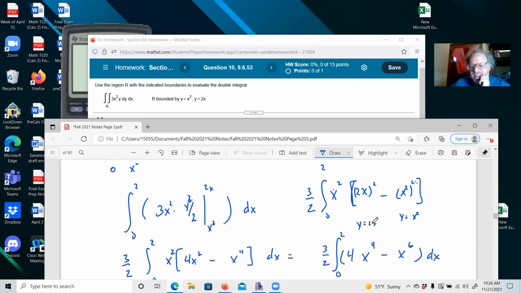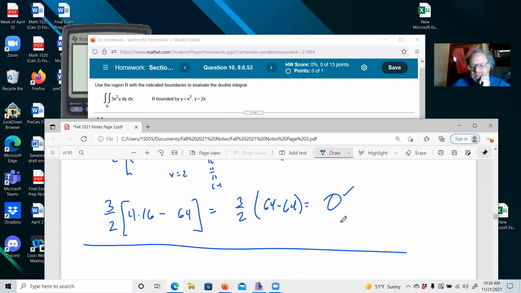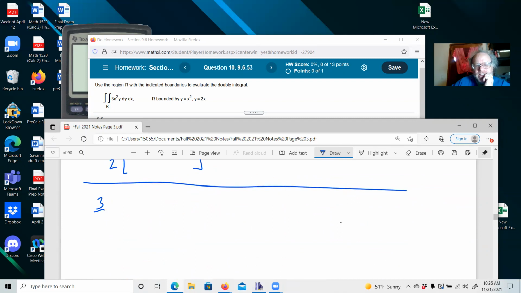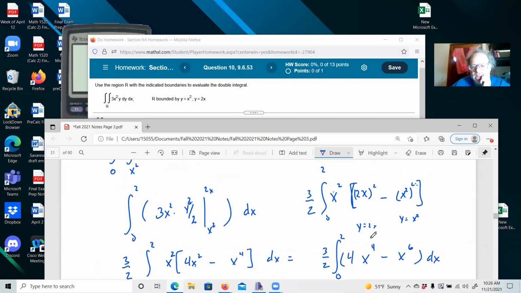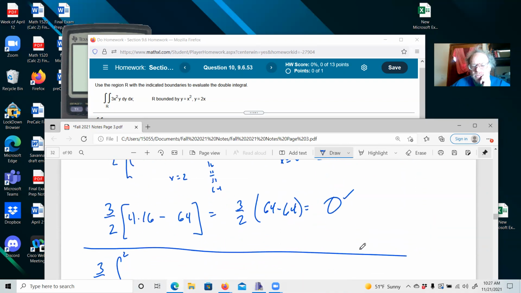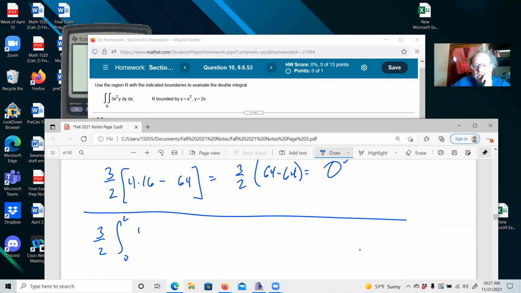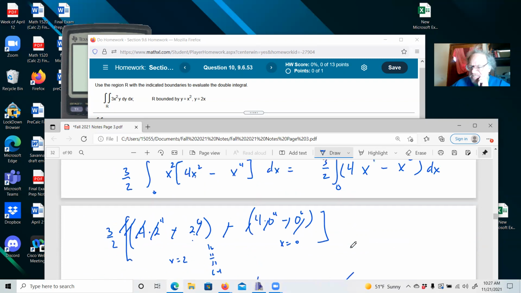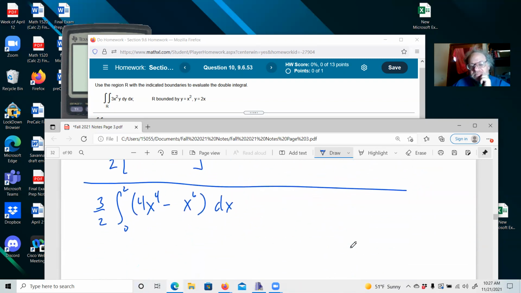Let's go back to this line right here. So we have 3/2, integral 0 to 2, now we have 4x to the 4th minus x to the 6th. So if you're looking at that and saying, wait, you didn't integrate, you're right, I didn't. I'm glad I caught that. I'm glad you caught it too.